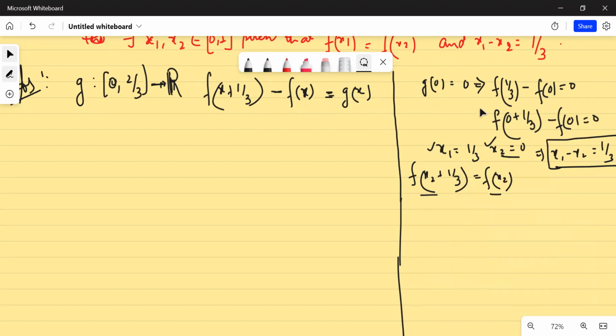Okay, one more trivial case, which is visible right in front: g of 0 is equal to 0, then there is nothing to do. Is that clear?